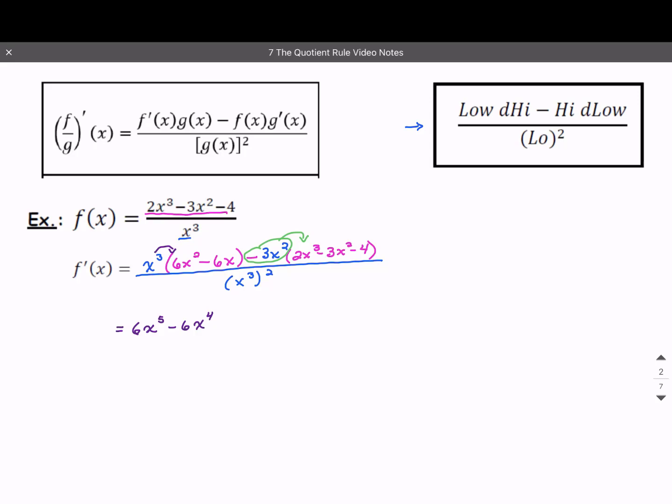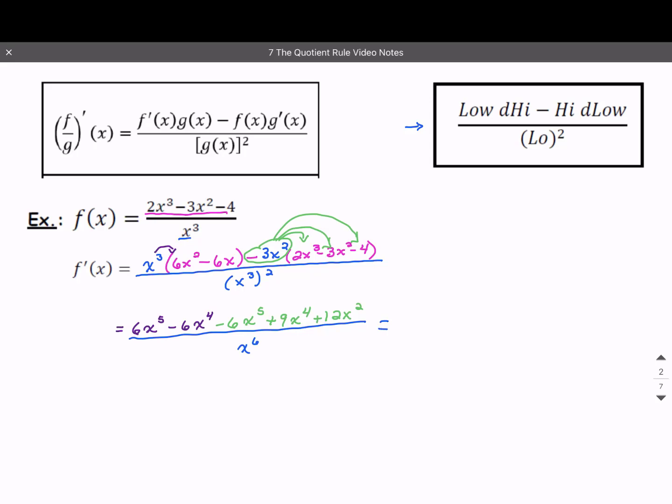So negative 3x squared times 2x cubed is negative 6x to the fifth. Negative 3x squared times a negative 3x squared is a positive 9x to the fourth. And negative 3x squared times negative 4 is a positive 12x squared. And this is all over... Now, because that denominator is a monomial, we're actually going to square it. x cubed times x cubed is x to the sixth.